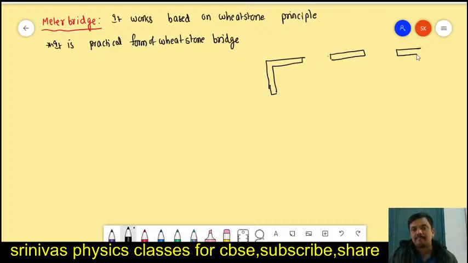This is the second one. You see here, this is A point, this is B point. These two are L-shaped copper strips. Here there is a 1 meter length manganese wire. Beside this, there is a scale.